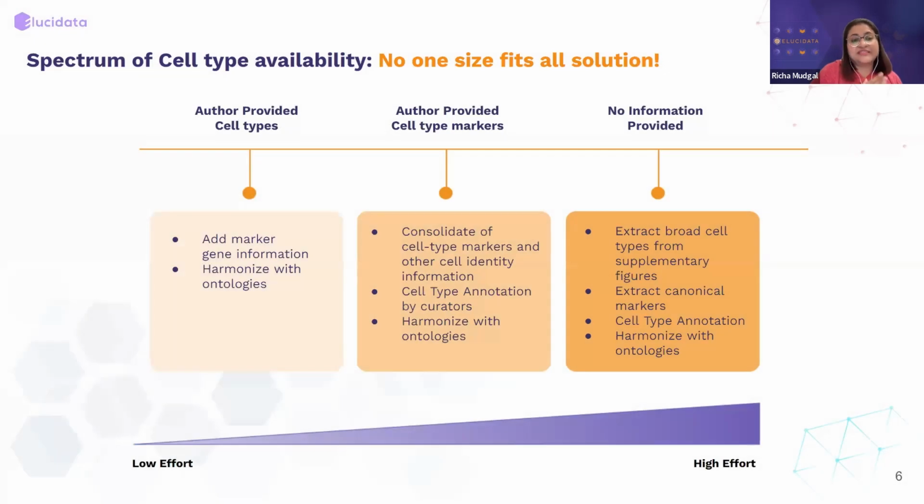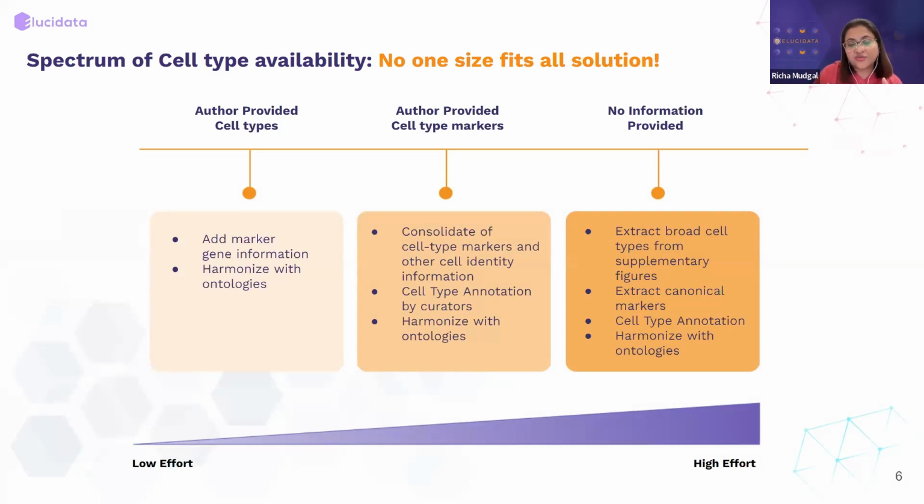So what I'm trying to summarize here is that there is a spectrum of information that's available, and with this information we work towards getting more accurate, and this would define our effort to identify cells and annotate them with the right cell type.